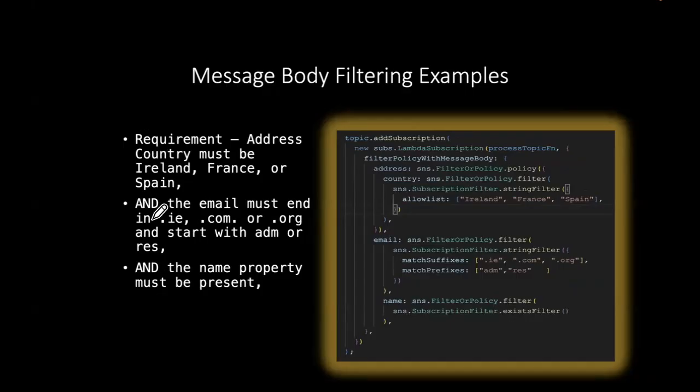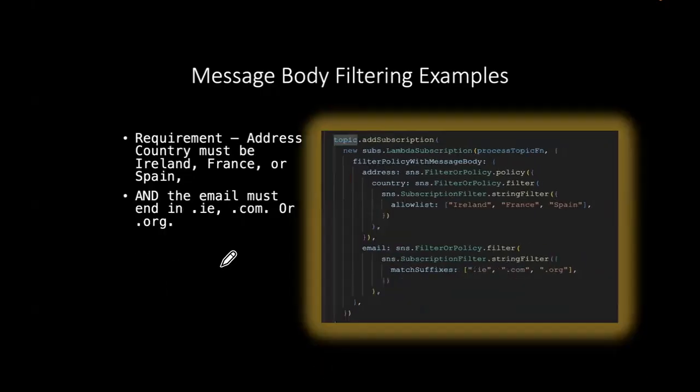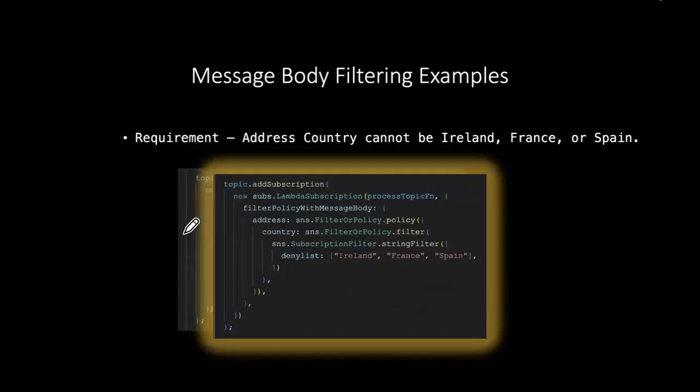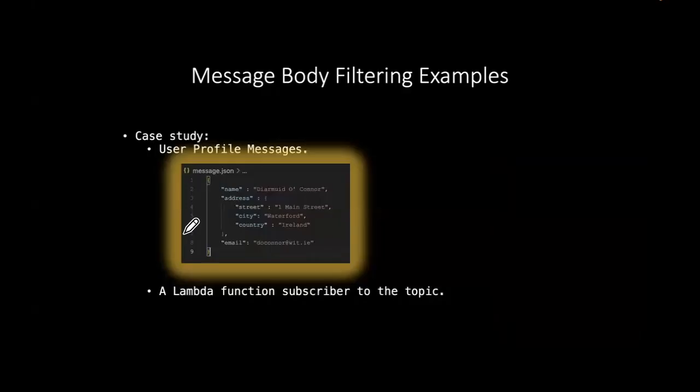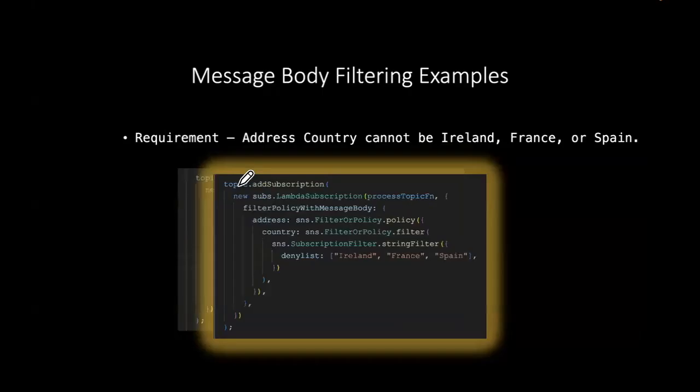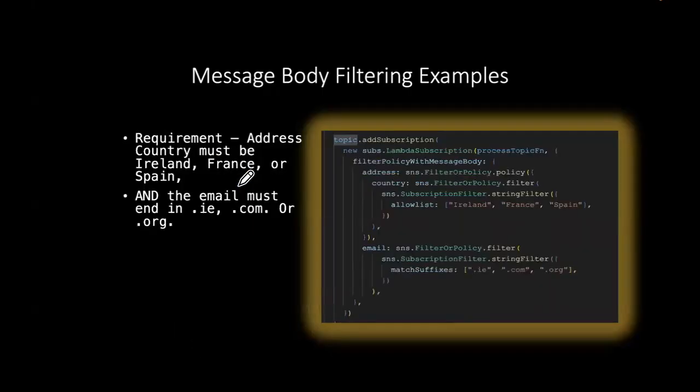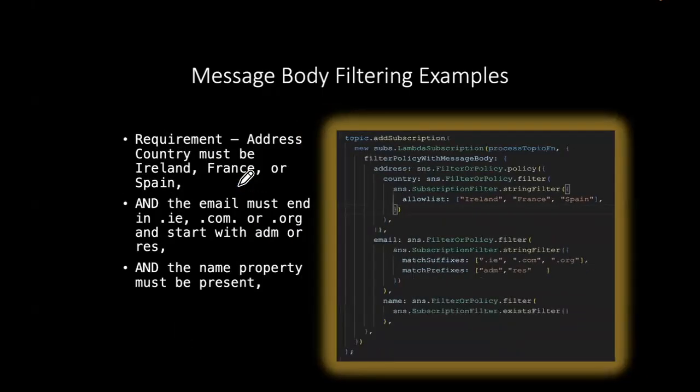So yet another example here. Country related, email related, and supposing there's yet another condition where we're saying that the name property within a user profile message has to exist. We don't accept user profile messages if there's no name property. And name property, if I go back to here, so name is just another property. But all we're interested in is that there is a name within the user profile. We don't care anything about its value.